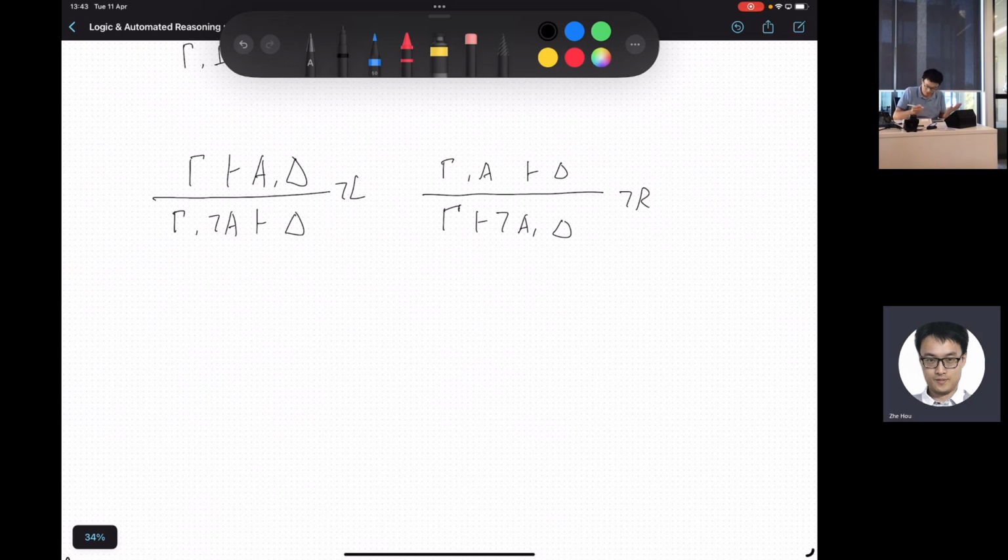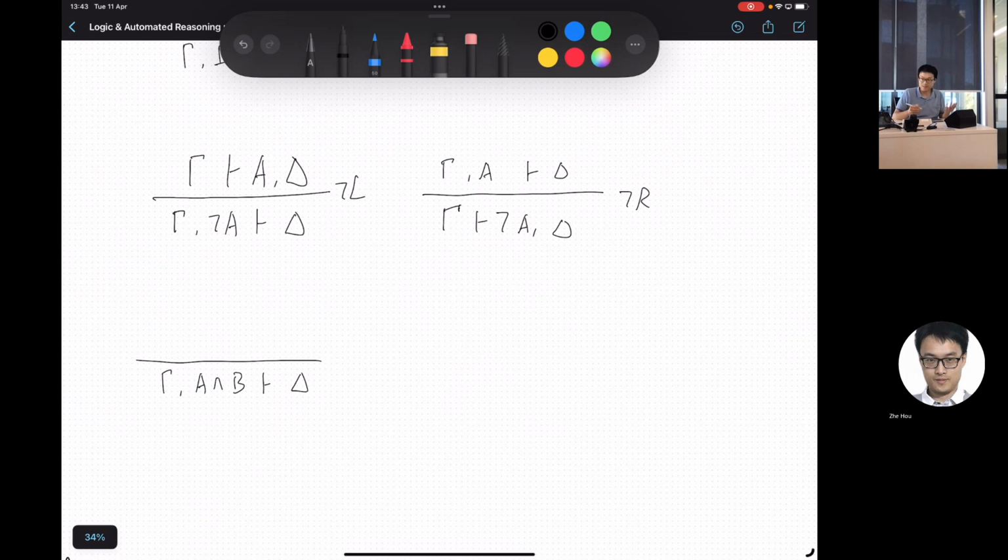Next we have conjunction. So we have A and B. Now, comma on the left is and. So having A and B here is the same as having A comma B. This comma on the left is conjunction. So that's how we do it. That's how we do conjunction on the left.